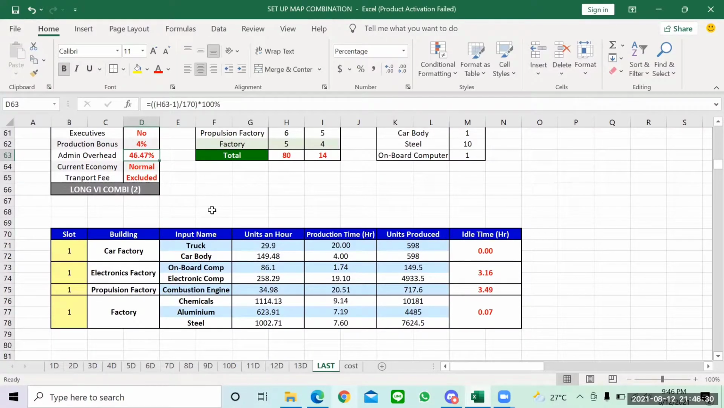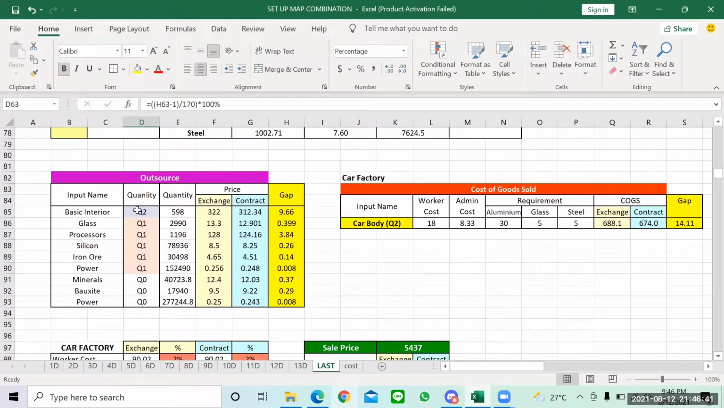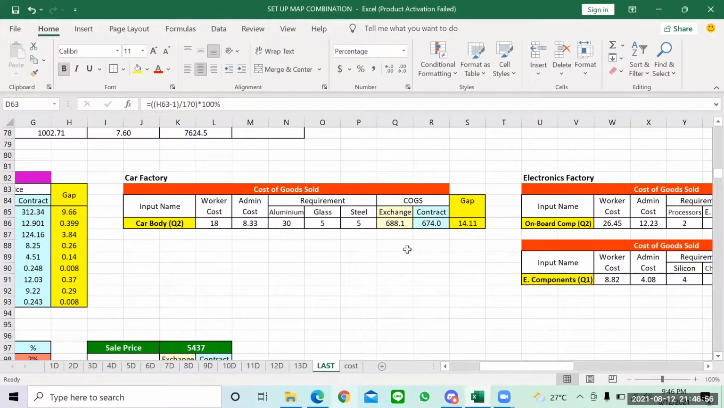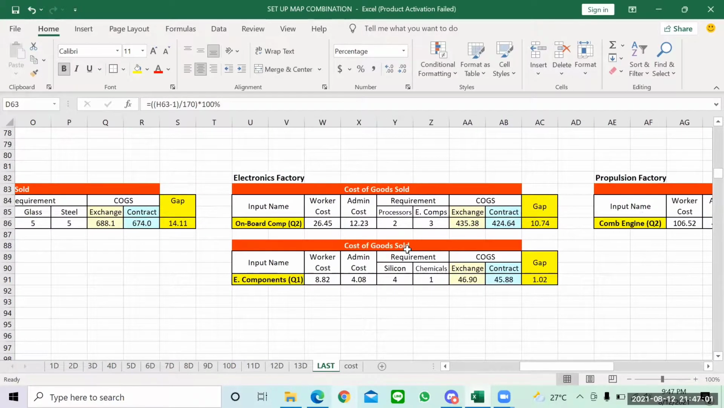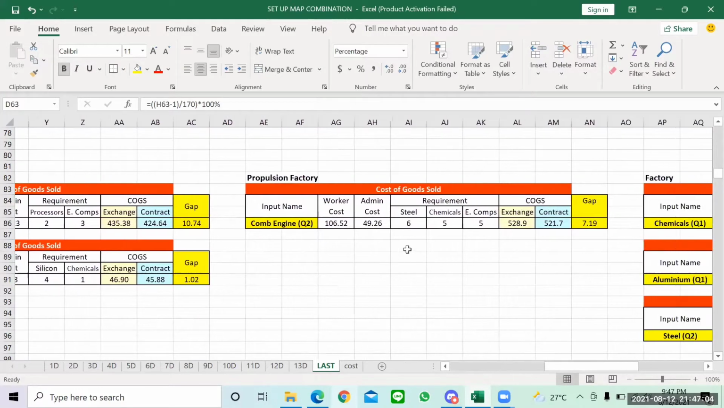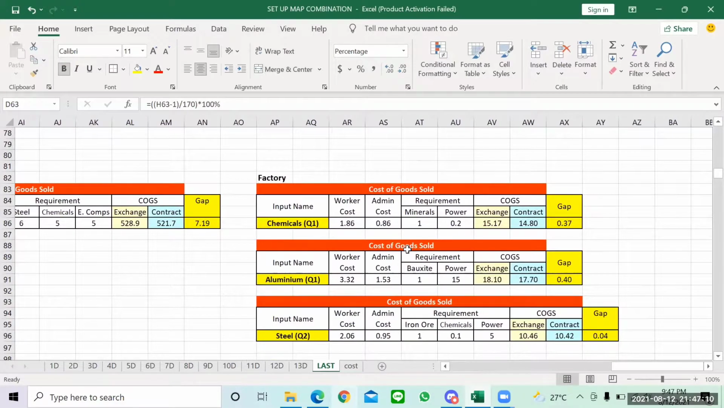For this setup, I just removed the displays and basic interior, but overall it's almost the same as the first long fee. And this is the list of what kind of inputs that I need to outsource. You can see the quality, quantity, and the price. And this is the sourcing cost for car body, onboard computer, electronic components, combustion engine, chemicals, aluminum, and steel.